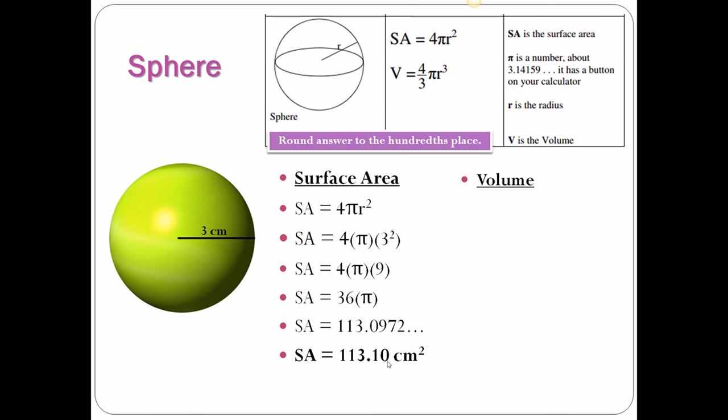And yes, you need the 0 there because if you're ever told to round to the hundredths place, you must have a value in the hundredths place. So it does make a difference to have the 0 there because it shows that you accurately rounded. And it's area, so it's centimeters squared.